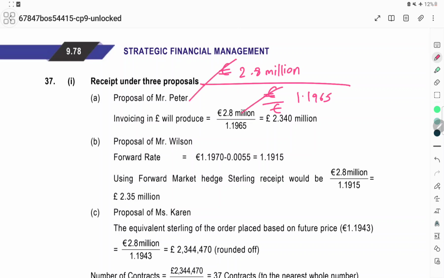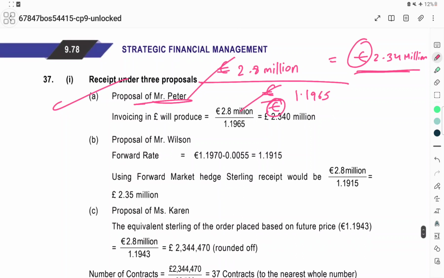If I do this, the common currency euro cancels out and I will be left with a pound equivalent amount. So this amount comes up to pound 2.34 million, correct? So this is a pound equivalent, and as per Mr. Peter, we are now invoicing the German firm in pounds, the exporter company's home currency. So they are basically eliminating the entire transaction risk, because I'm invoicing in my home currency. That is his proposal. If I do it that way, then I'm getting a receipt of pound 2.34 million.